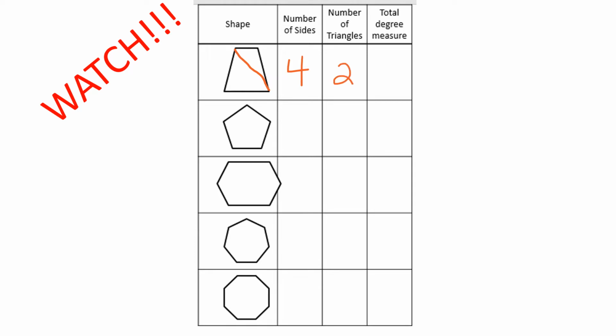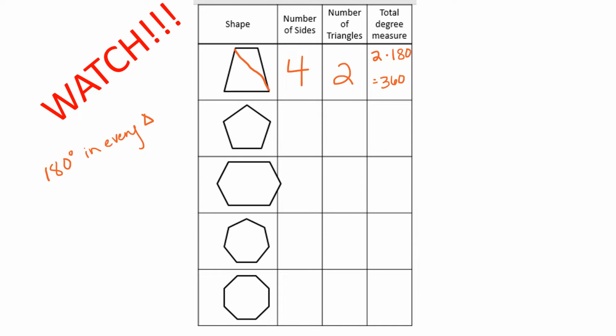Now, the importance of getting triangles inside these shapes is that we know the degree measures, because we know that there are 180 degrees in every triangle. So if I have 2 triangles, I would take 2 times 180, and that's going to give me 360. So what that means is in this four-sided shape, I have 360 degrees.